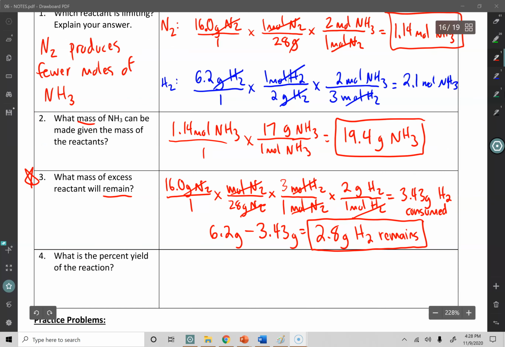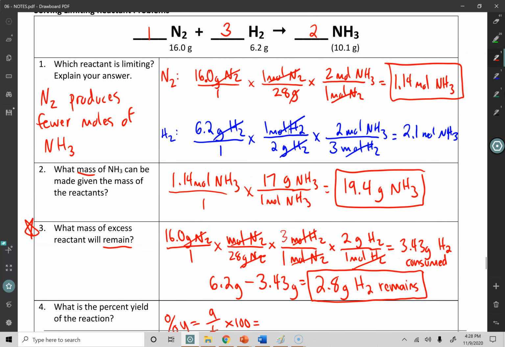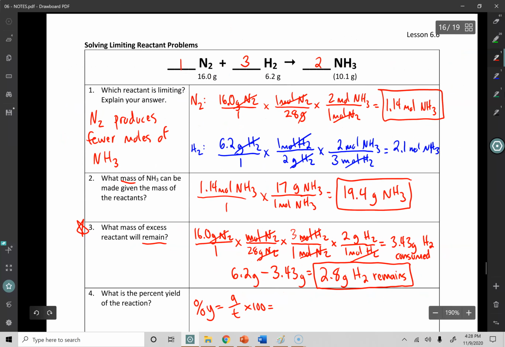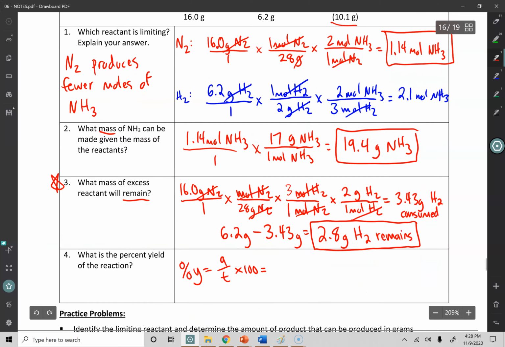So our last problem to wrap up this example, we're going to show our formula. Percent yield is equal to actual divided by theoretical times 100. Okay, so where do these numbers come from? The way I've set up the practice problems and this example is the number in parentheses underneath the product. That is your actual yield. When you went into the lab and you ran that reaction, in this case, you collected 10.1 grams of NH3.